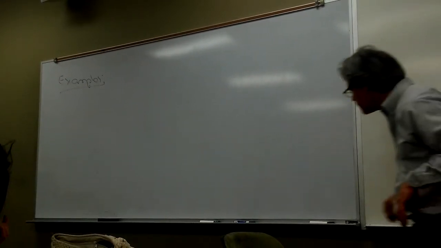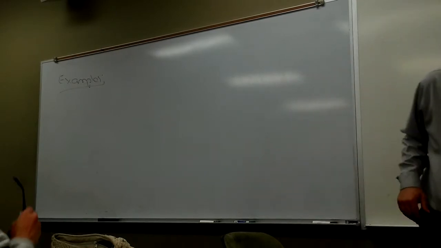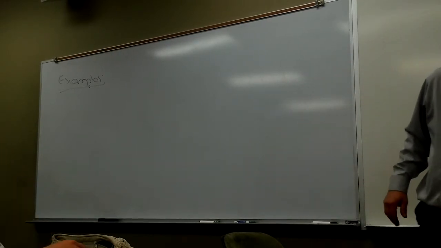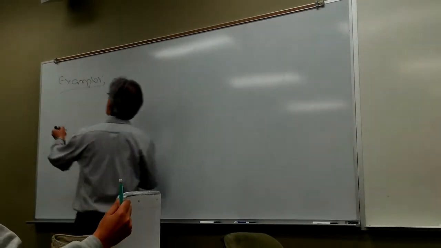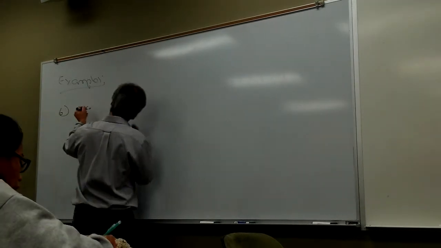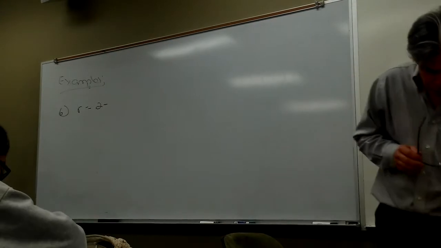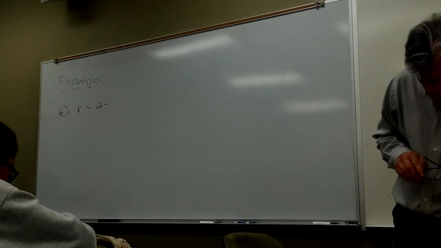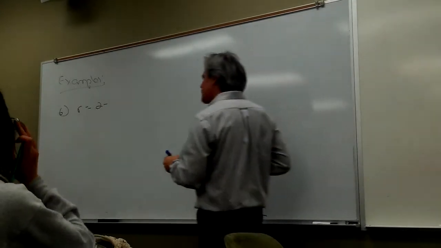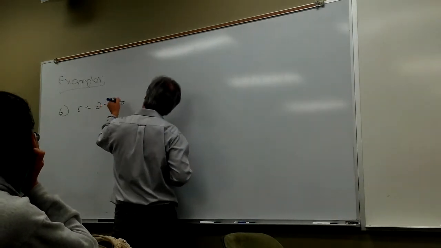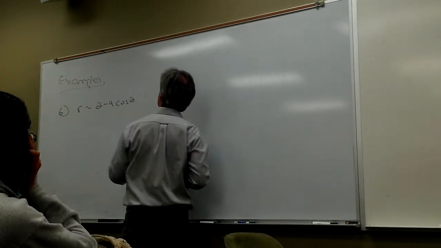Can you guys help me with this? What number am I on? Number 6. I better not. I want to be consistent. I want to get some good examples. How about r = 2 minus 4 cosine theta? Yeah, that'll work.